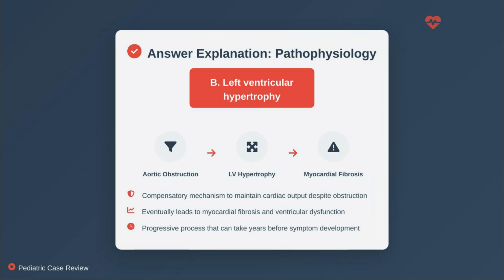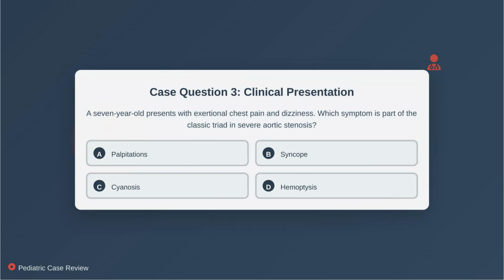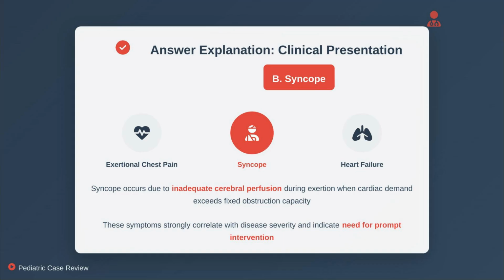symptom development. A 7-year-old presents with exertional chest pain and dizziness. Which symptom is part of the classic triad in severe aortic stenosis? A. Palpitations. B. Syncope. C. Cyanosis. D. Hemoptysis. The correct answer is B.